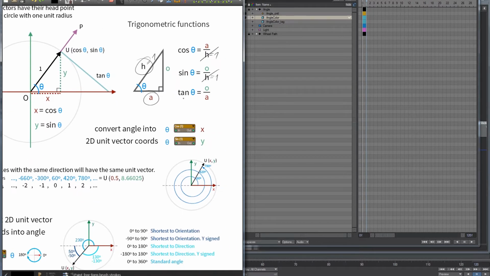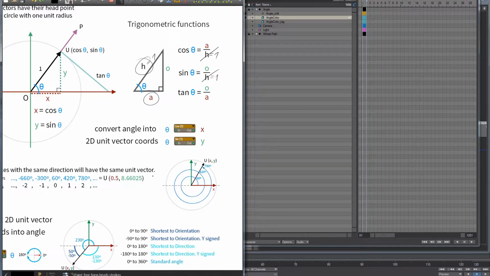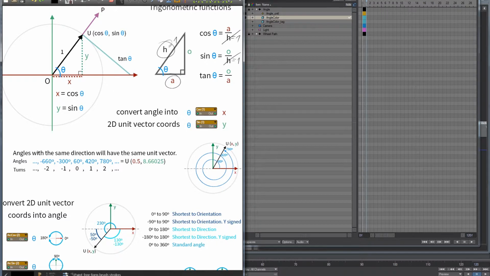You just basically apply the cosine and the sine for x and y. This Wikipedia animation shows clearly the cycles of cosine and sine functions and how they map the position of a point on the circle. Now, in this process, there are things that are lost. So for example, here I have a note where I say that angles with the same direction will have the same unit vector. And it seems that there's nothing wrong with that.